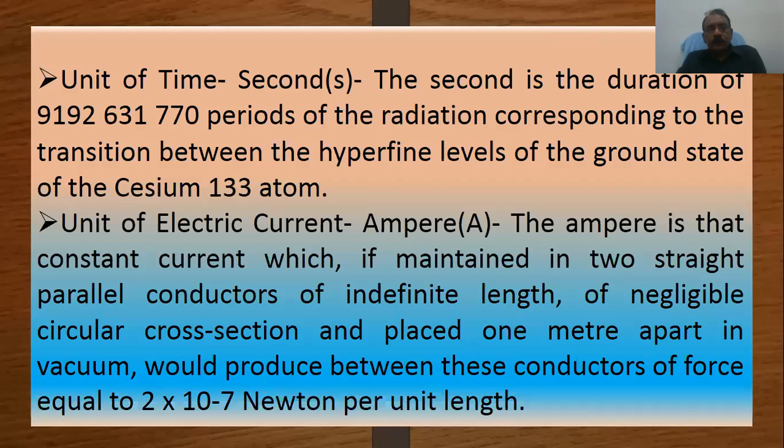Unit of time, seconds. The second is the duration of 919 crores 26 lakh 31,770 periods of the radiation corresponding to the transition between the hyperfine levels of the ground state of the cesium-133 atom. This is the definition. What is the unit of time?